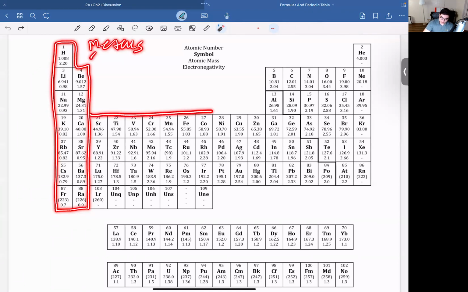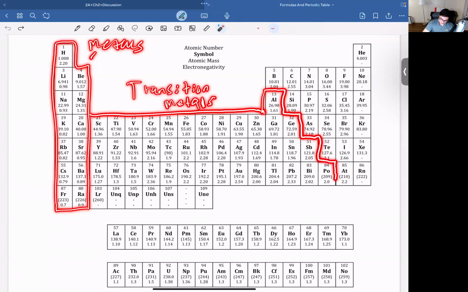Then you have your transition metals kind of in this middle block here. Those are always going to be the weird ones when you have problems or homework or whatever else. Then you have kind of these metalloids, which sit on top of the staircase. So these are your metalloids.